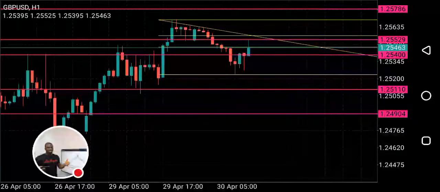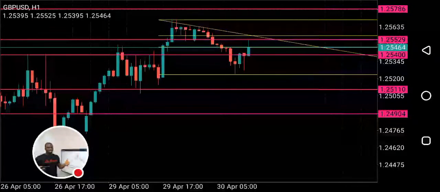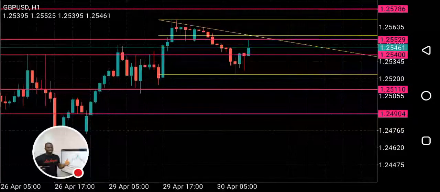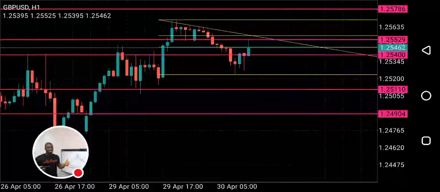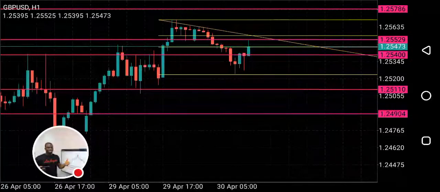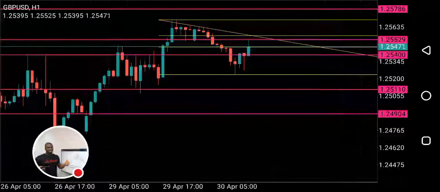Ensure you apply a stop loss, and don't use a tight stop loss. When major news is expected, you shouldn't use a tight stop loss. 20 pips, 10 pips, you don't use such a stop loss. Your stop loss should be between 40 and 50 pips. It is when there is no major news that you can use 20 or 30 pips.